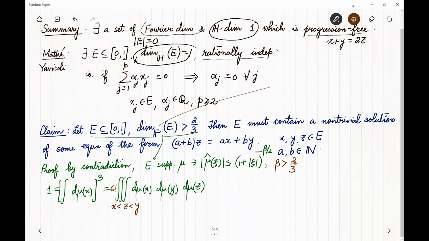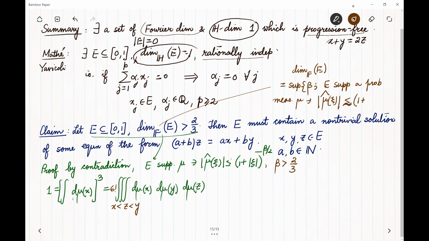Let me write down the definition of the Fourier dimension, maybe just to be on the safe side. The Fourier dimension of a set E is by definition the supremum over all exponents beta such that E supports a probability measure mu with the property that mu hat of xi decays like mod xi to the power of negative beta over 2 at infinity for all xi. So this was the definition, and that's what I was using here. I think that the question has been clarified. Thank you, Malabika. Okay. All right, so let's just wrap up in these last 2 minutes.